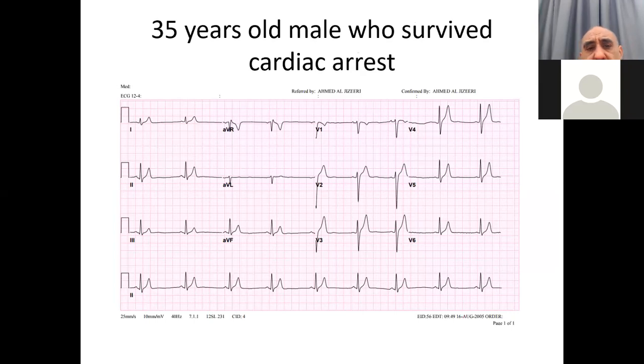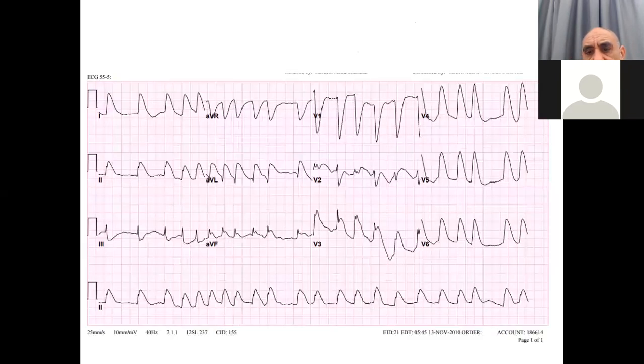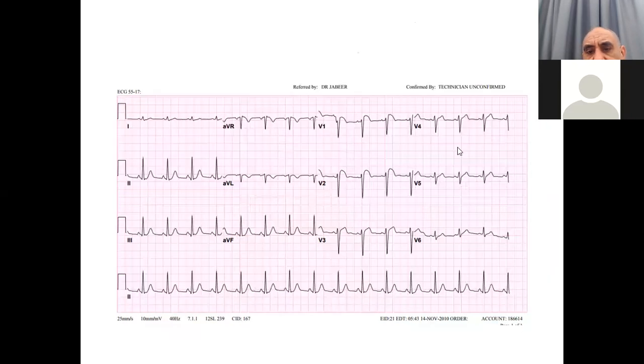Let us take an example of a 35-year-old male who survived cardiac arrest, and this is his ECG after the cardiac arrest, which clearly showed ventricular tachycardia. The ECG further gives us curved ST elevation in V1 and V2 for the same patient, and this is consistent with Brugada syndrome type 1.